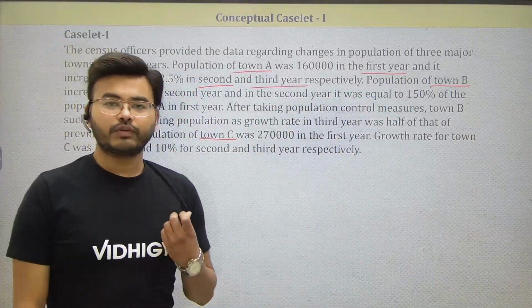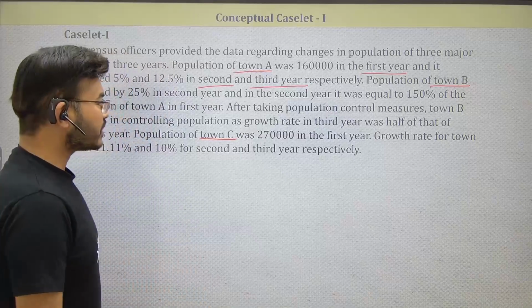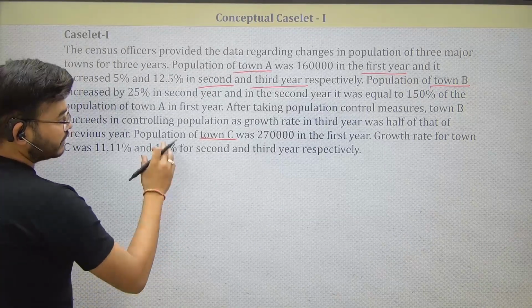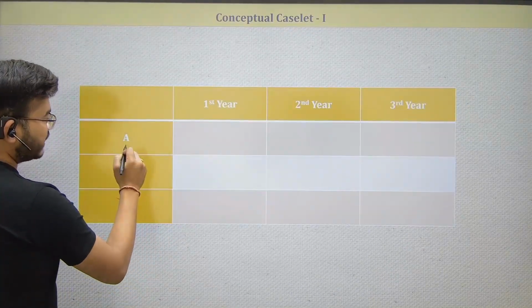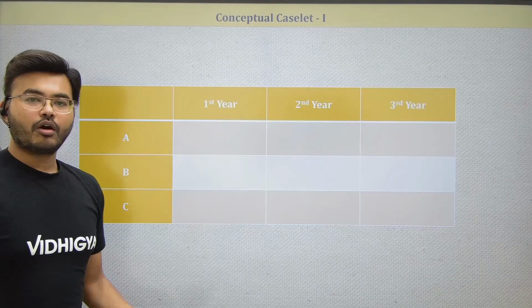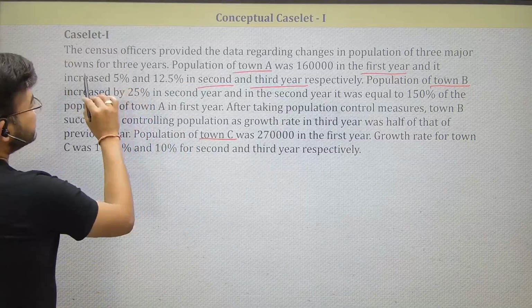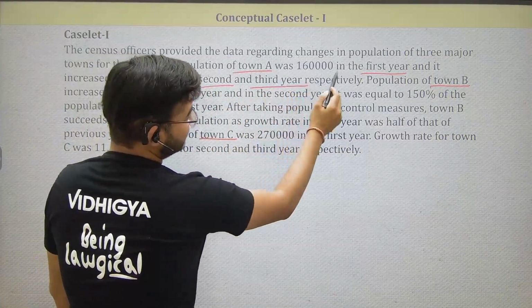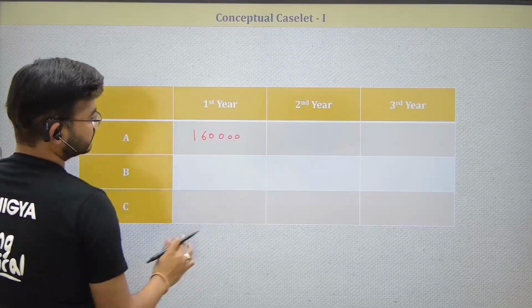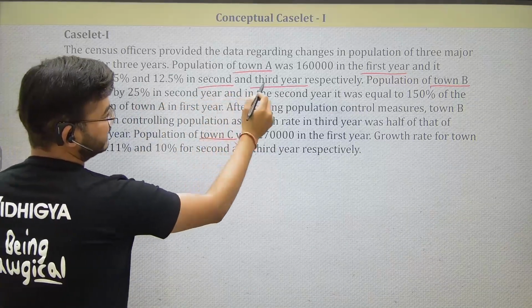So the first thing that we do whenever we encounter such caselets is find the structure of the table. There are three towns and 3 years, so we'll arrange the given data in this format: three towns, A, B, and C, and 3 years, first year, second year, and third year. That will be the structure of our table. Now it is given in the question that the population of town A was 1,60,000 in the first year. Simply we'll write down 1,60,000. Next it is given that it increased 5% and 12.5% in the second and third year.